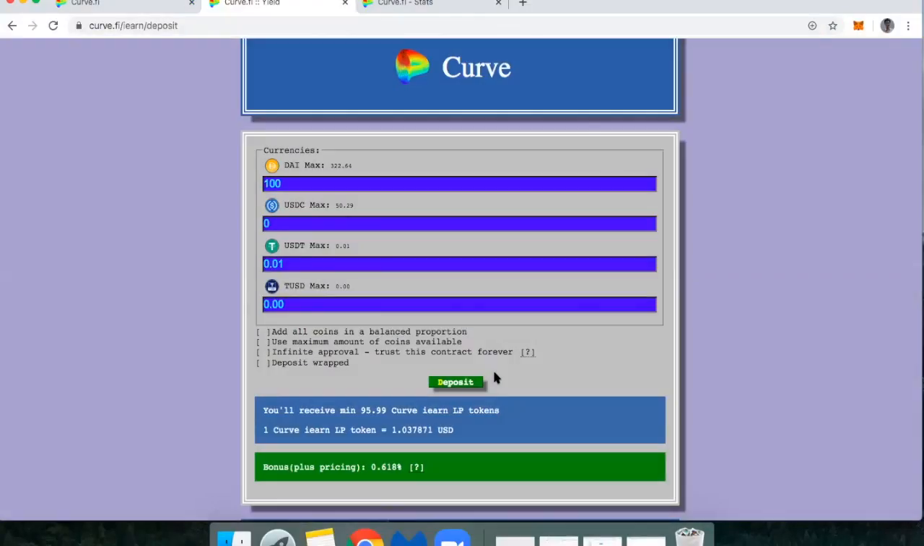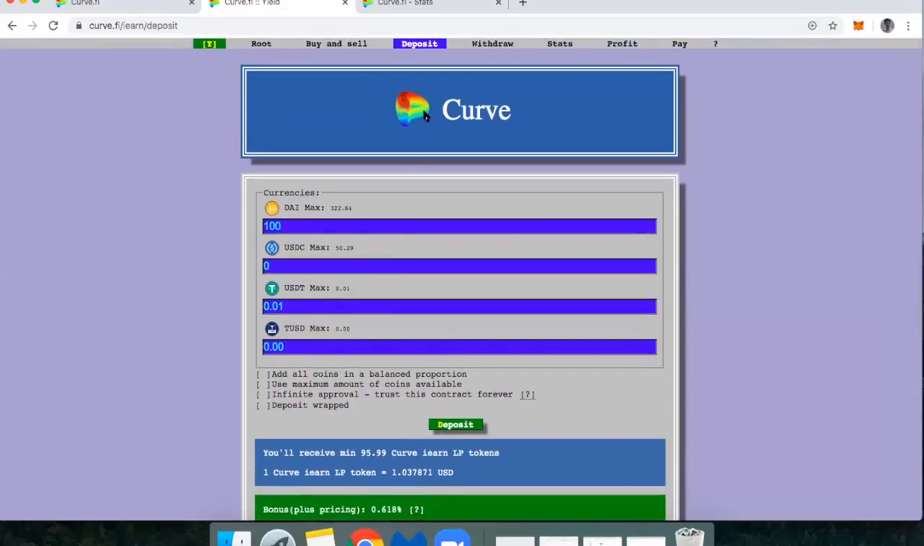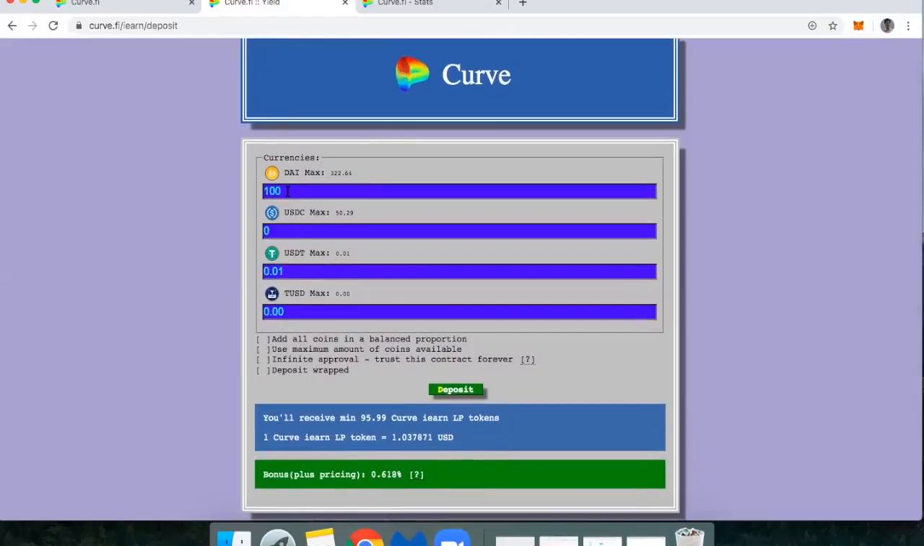All right, I'm ready to start earning with Curve, and I'm going to deposit my DAI into the Curve pool. So you'll notice here, what I've done is below, I'm not worried about adding all coins in a balanced proportion just because I don't have any Tether or TrueUSD. So normally, if I were to do this, it would pull from my balance in my wallet, and I don't have these. So that's not an option. Using the maximum amount of coins available, I could do that, but I don't want to. So I'm going to add 0 USDC, and I'm going to add 100 DAI.